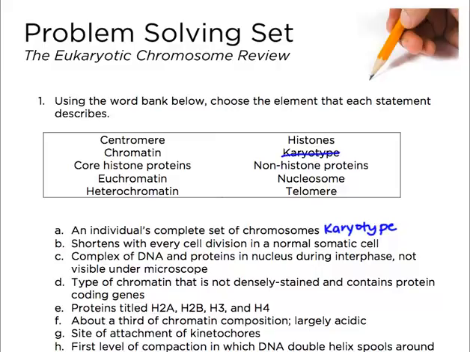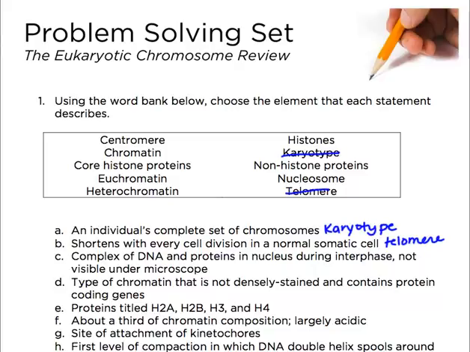B. Shortens with every cell division in a normal somatic cell. So this is a telomere, right? And the telomeres are the ends of the chromosomes, and these shorten in what's known as the end replication problem because the RNA primer that DNA polymerase needs to use gets removed, and then you have this 3' overhang and a 5' truncated strand, and that's why the telomeres shorten with every cell division.